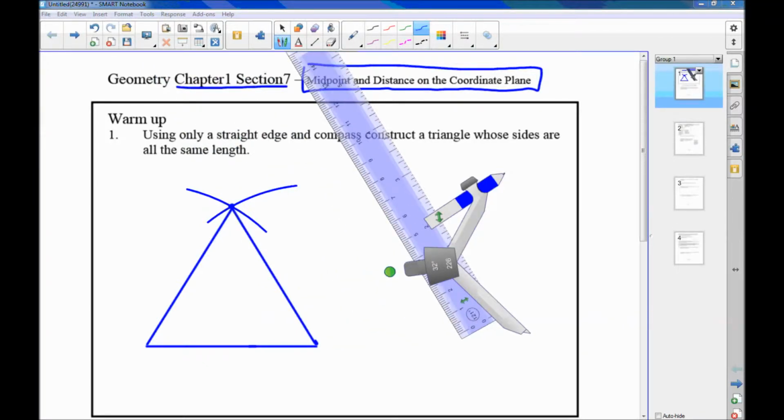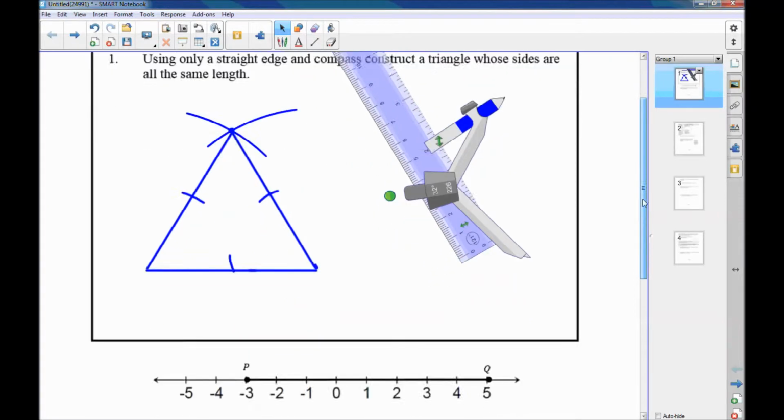All right, so here is a triangle whose sides are all the same length. So this is called an equilateral triangle. Remember this from 8th grade math, okay? So any triangle with all the sides the same is an equilateral triangle. By the way, all the angles would be the same also.